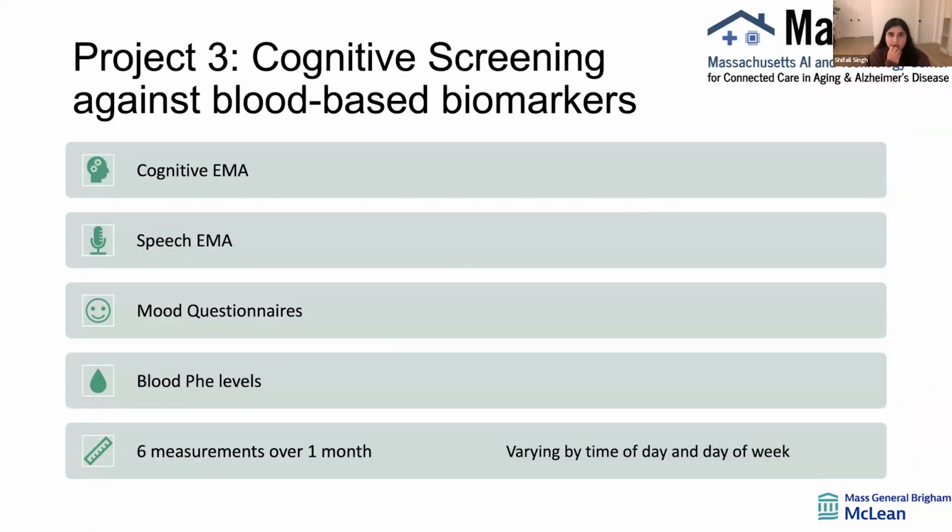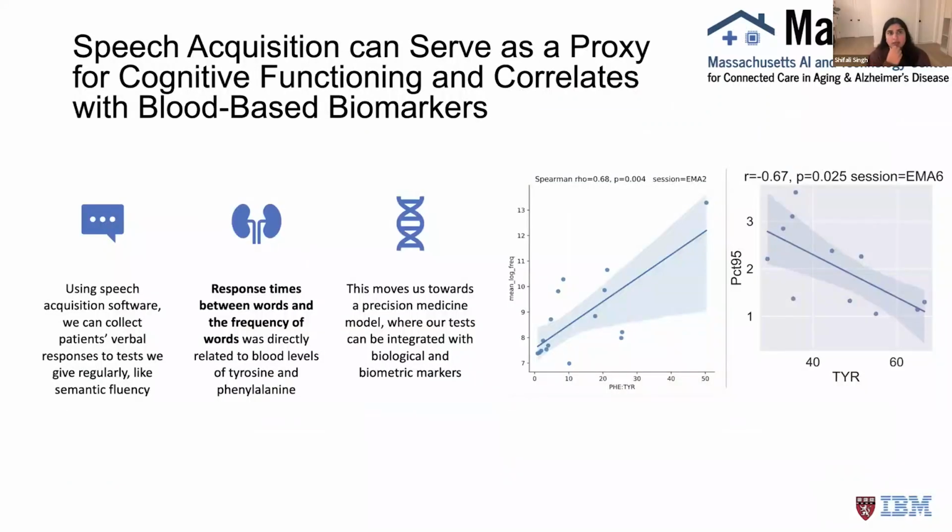Now, cognitive screening can also be used against blood-based biomarkers. And so in one of our rare disease studies, we're using cognitive speech EMA, mood questionnaires, and we're also looking at blood phenylalanine levels because this particular disease is phenylketonuria. And we're doing 6 measurements over 1 month and varying them according to time of day and day of week. And we're finding that speech acquisition can serve as a proxy for cognitive functioning and really correlates with some blood-based biomarkers. So when you have something that has a really chronic disease burden, where people are measuring their blood values every day, being able to get a speech capture that's quite close to an actual blood value is also meaningful.